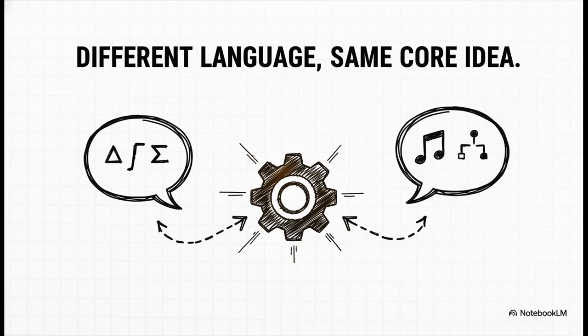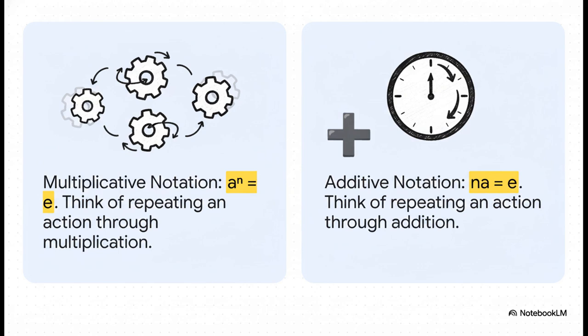So now that we've got the basic idea down, let's look at a little wrinkle. Mathematicians sometimes use a different shorthand for the exact same concept. It's kind of like using different languages to say the exact same thing. So, there are 2 main ways they write this down, multiplicative notation and additive notation. We've kind of been using the multiplicative one so far, a to the power of n. But the additive one, n times a, is actually perfect for our clock example. Think about it. 4 times adding 3 hours got us back to our starting point. It's the same idea, just written down with different symbols.